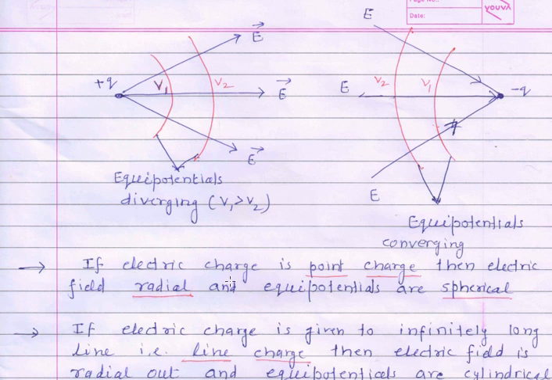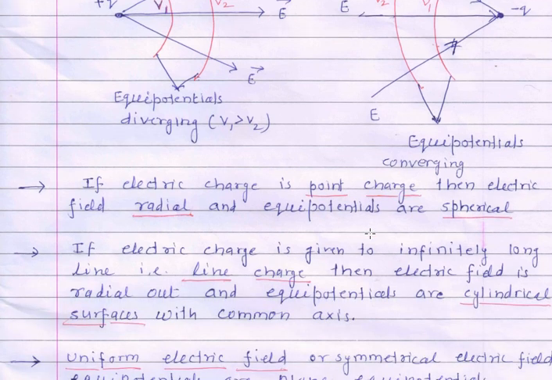Now in another figure, if the charge is negative, then this is the direction of the electric field, right? We can consider that as a converging electric field, and here these are the equipotentials V1, V2 and so on. So these are equipotentials when the charge is a point charge. If the electric charge is a point charge, then the electric field is radial and equipotentials are spherical, right?